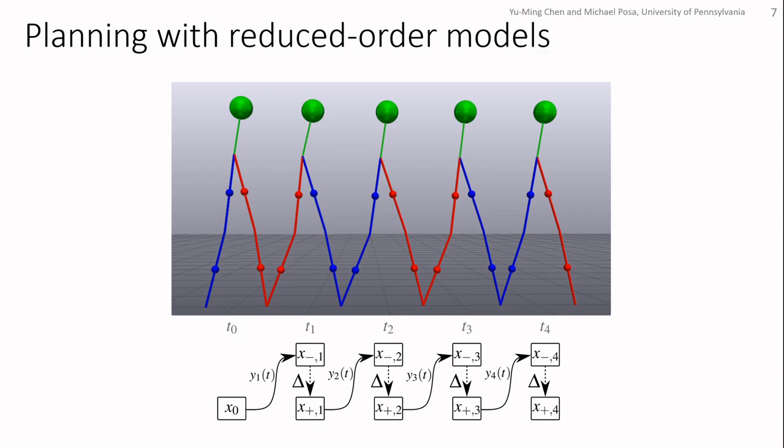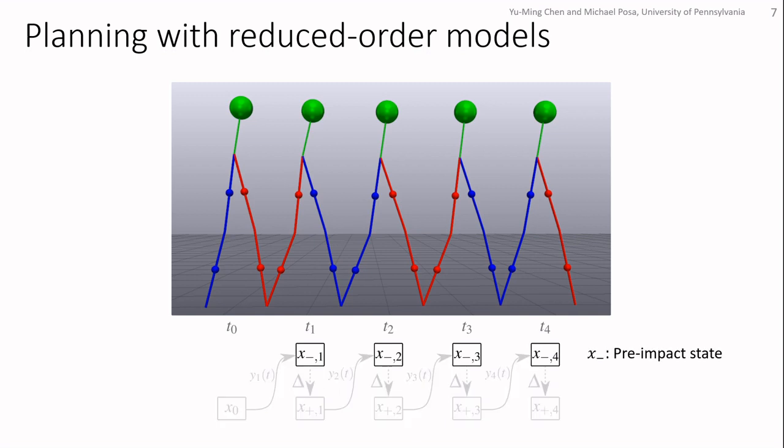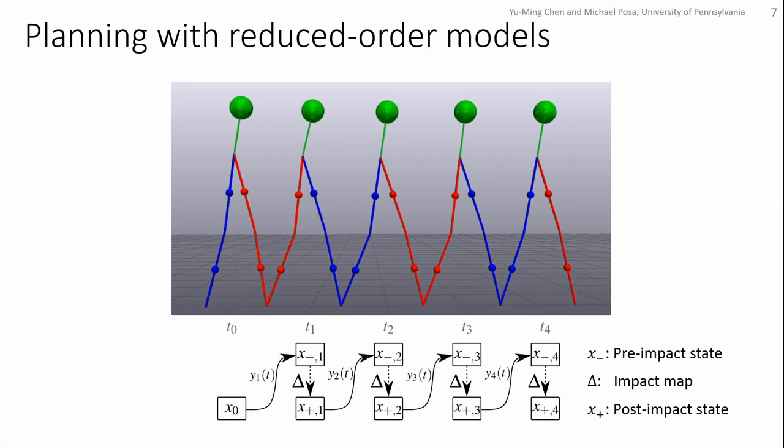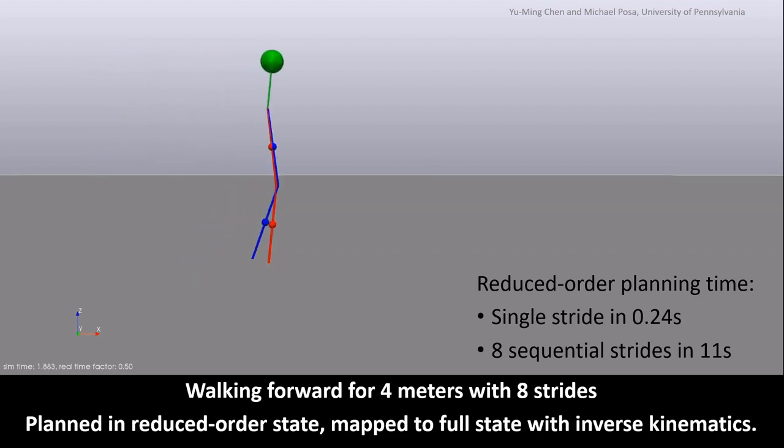But this is not the whole story. The truth is that the optimized reduced order models currently do not capture the impact dynamics of the robot, so we need to add the robot states into the optimization. The pre-impact state and the post-impact state. And we also need to add the impact map in order to stitch the low dimensional trajectories together. Here is the result of the planned trajectory. The task is to walk for 4 meters in 8 strides, and we ran inverse kinematics to visualize the gaits of the full model.